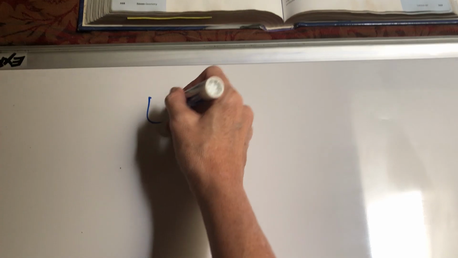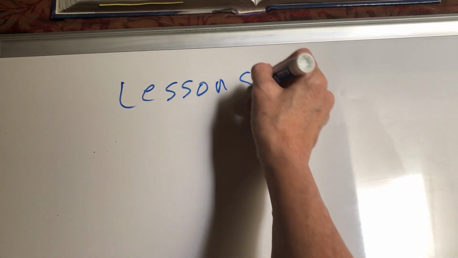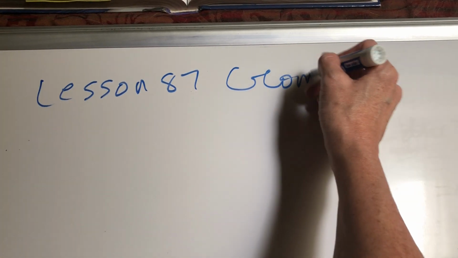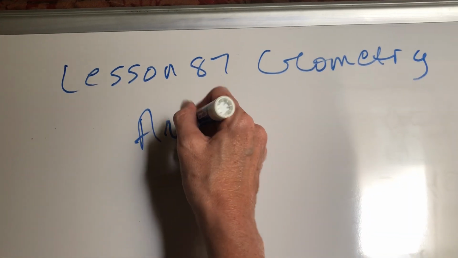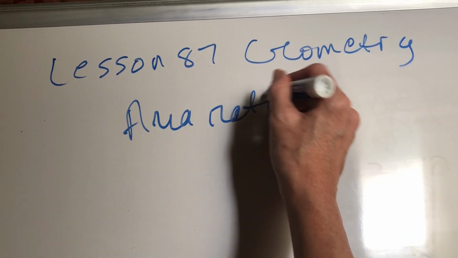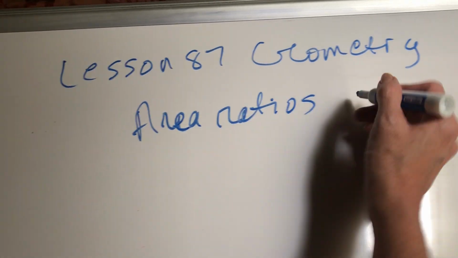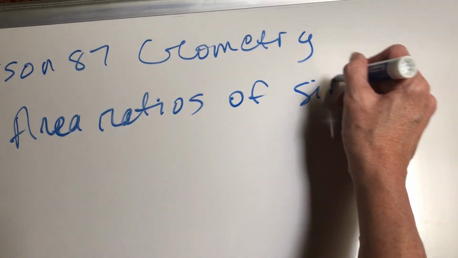Okay, this is the video for lesson 87 for geometry. This is about area ratios of similar figures.